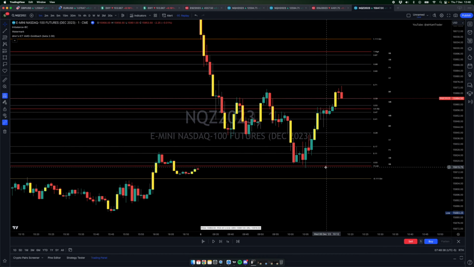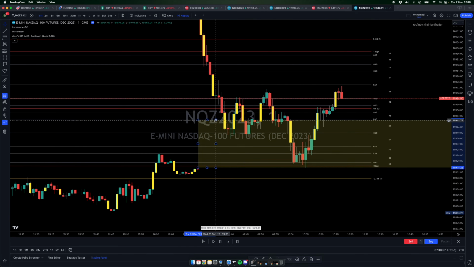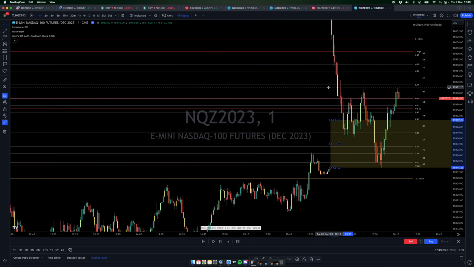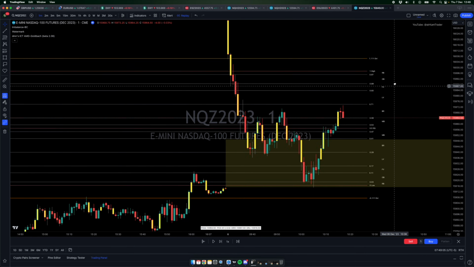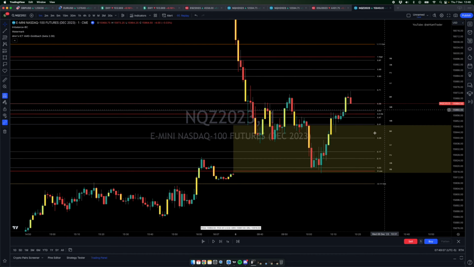Now we're going to start getting into some concepts. The way ICT likes to trade and the way I like to trade is the more confluences you have in your trade, the higher probability it is. So he marked out this new day opening gap. This is the gap, but you want a couple of things to come together to build your trade narrative. So he was bullish for the day, I'm assuming.